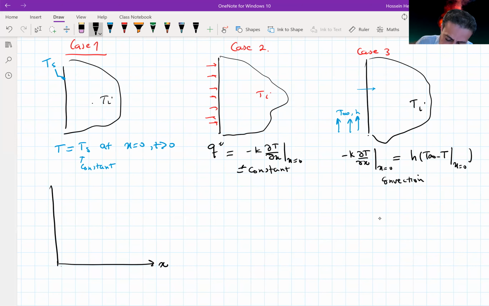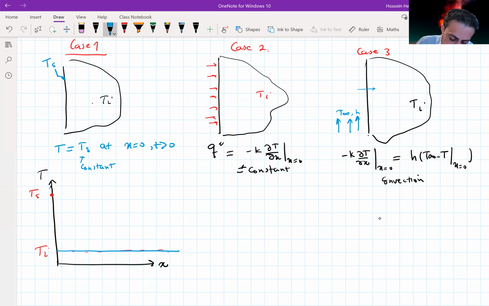So let's say this is x, the depth of the semi-infinite solid that we have, and this is temperature. For the first case, what we have is we are setting the surface at a constant temperature. And let's say this is Ti, the initial solid temperature. So initially everything is at Ti.